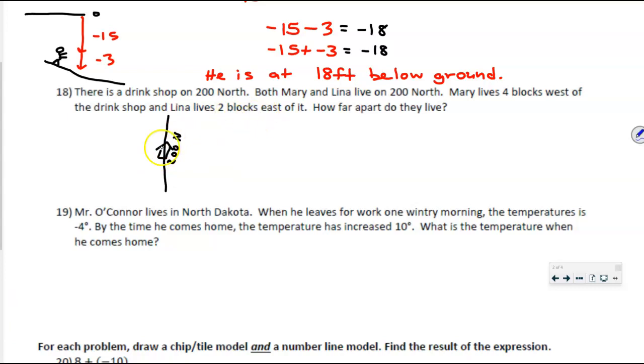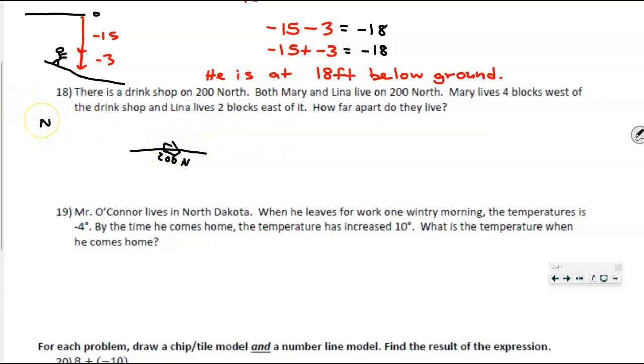And both Mary and Lena live on 200 North. Mary lives 4 blocks west of the drink shop, and Lena lives 2 blocks east of it. So I had to rotate it. I drew that wrong. Mary lives 4 blocks west. Where's that going to be?